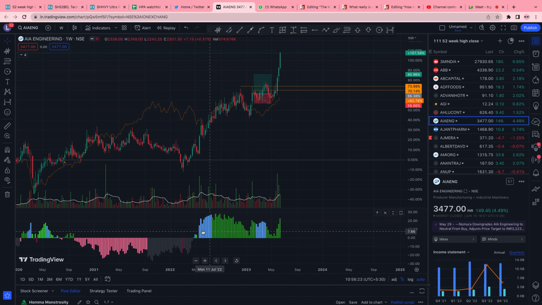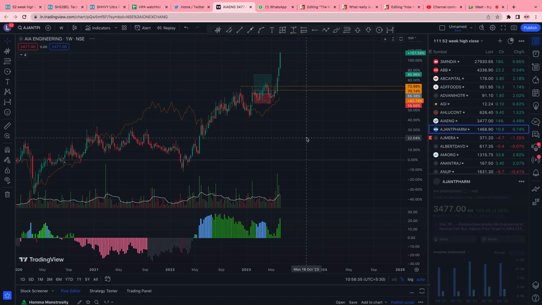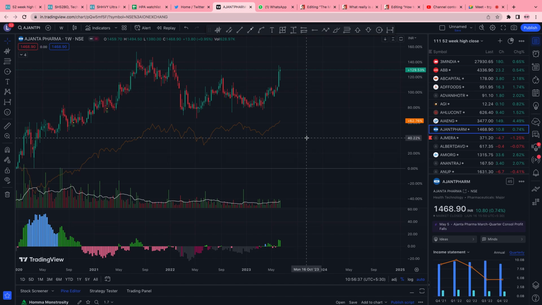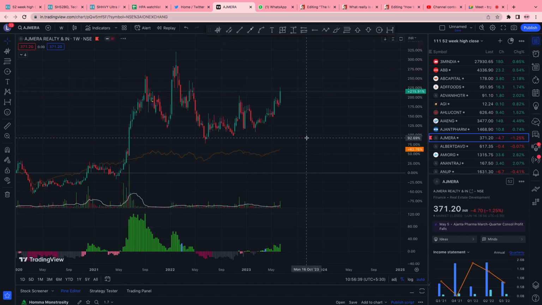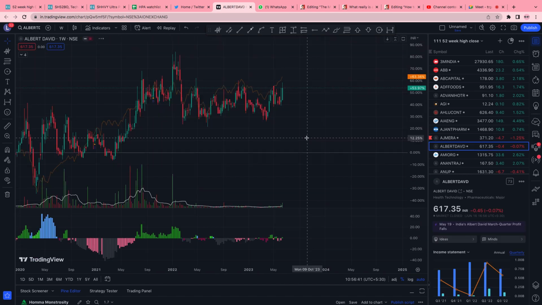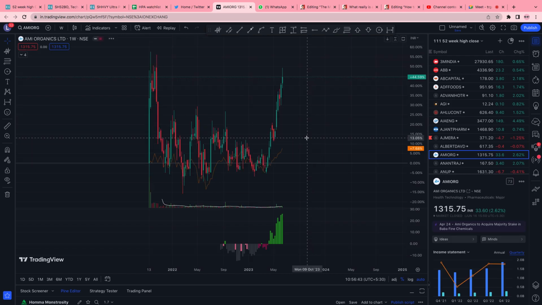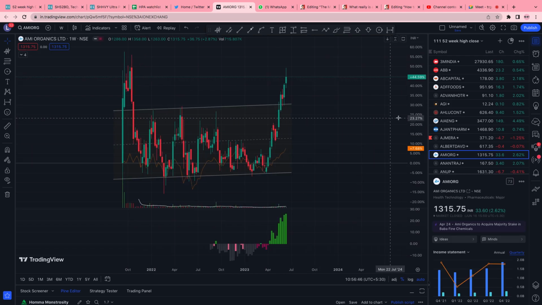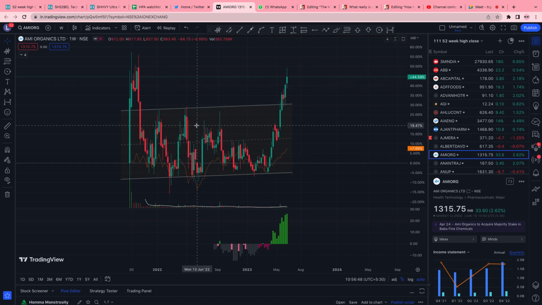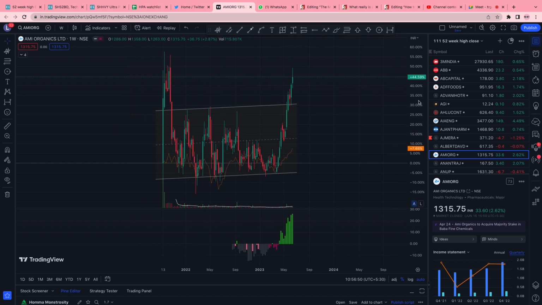The blue color, you know, means that these guys were on an uptrend even when the indices itself were on a downtrend. So again we are seeing those names: pharma, reality, Amy Organics. This guy is probably an IPO stock, and you saw that the IPOs are also now doing good.